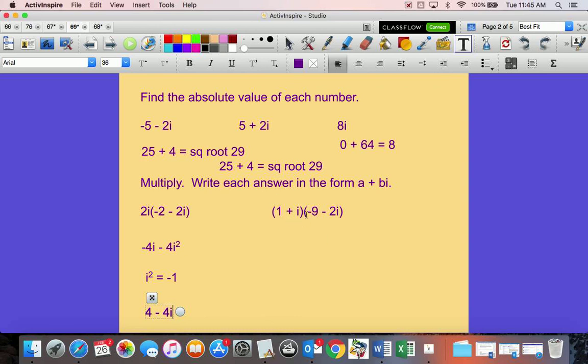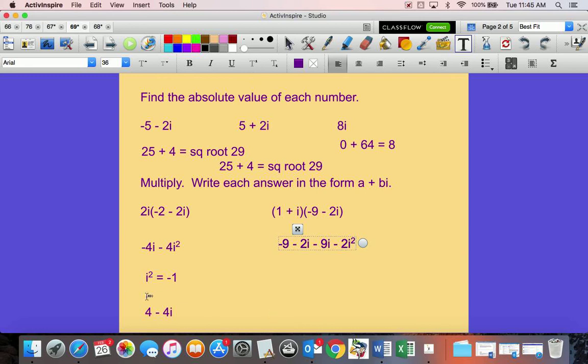For this next one, when we're multiplying two complex numbers, we just FOIL it out. 1 times negative 9 is negative 9. And then we've got 1 times negative 2i, so minus 2i. i times negative 9 would be negative 9i. And then we have i times negative 2i, so minus 2i squared. And then from there, we just combine like terms.